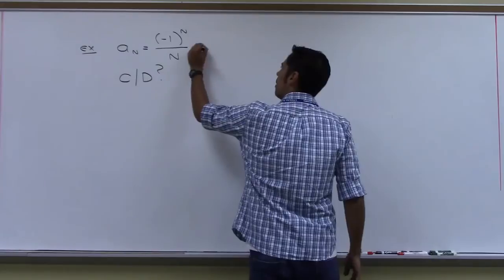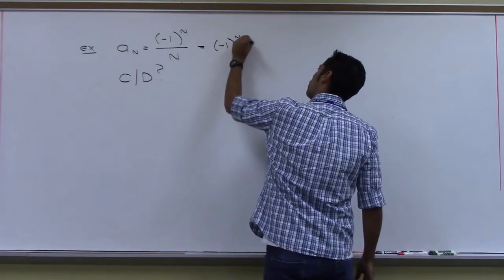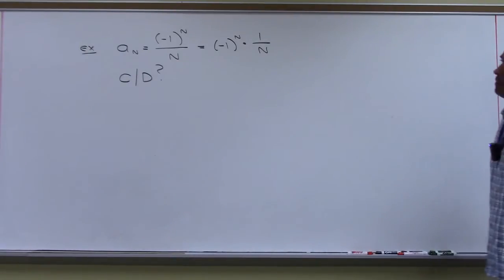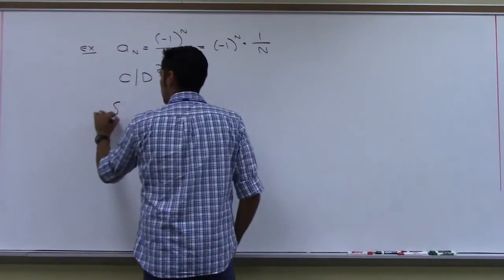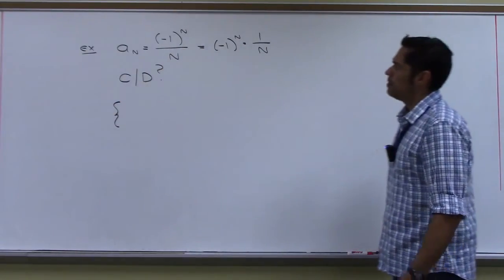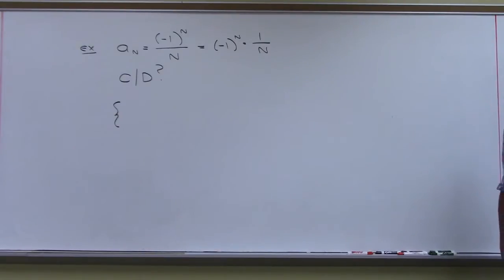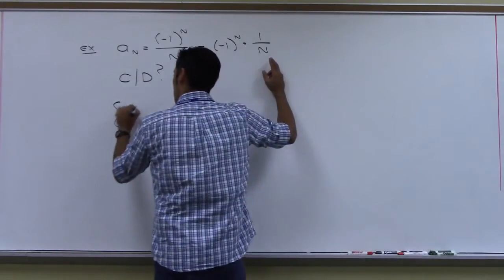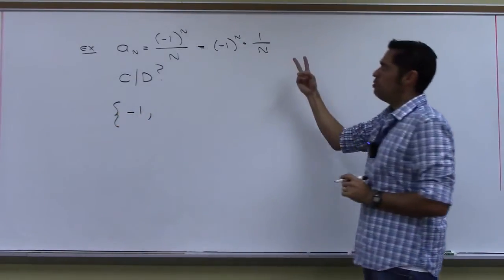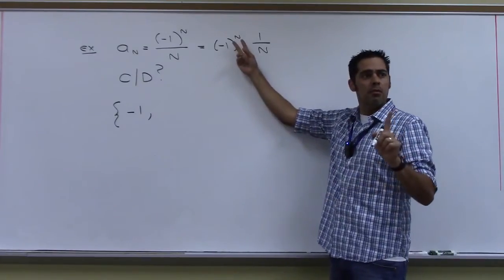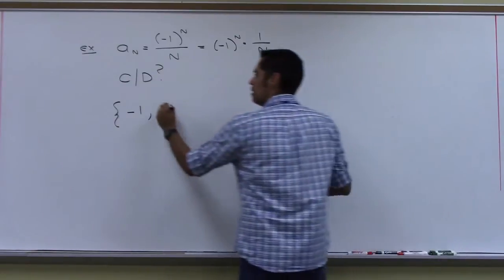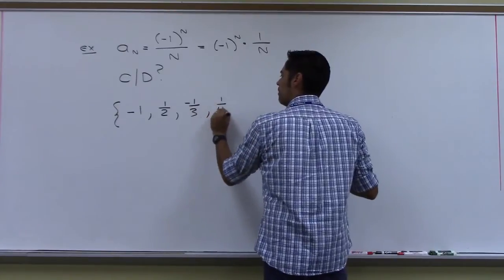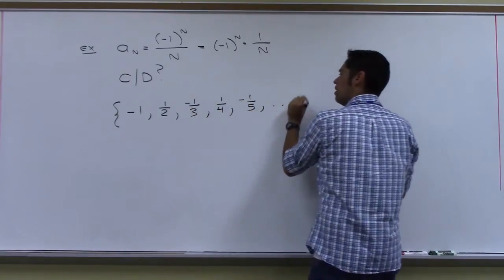So maybe I could write it a different way. I could write -1 to the n times 1 over n. Just write it like that. And let's actually write out a few of the pieces of the sequence here. So if n is equal to 1, what do we get? -1 over 1. If we plug in 2, what do we get? So -1 squared is 1, and then 1/2, right? So 1/2. What's the next one? -1/3, and then 1/4, and then -1/5, and so on and so forth.